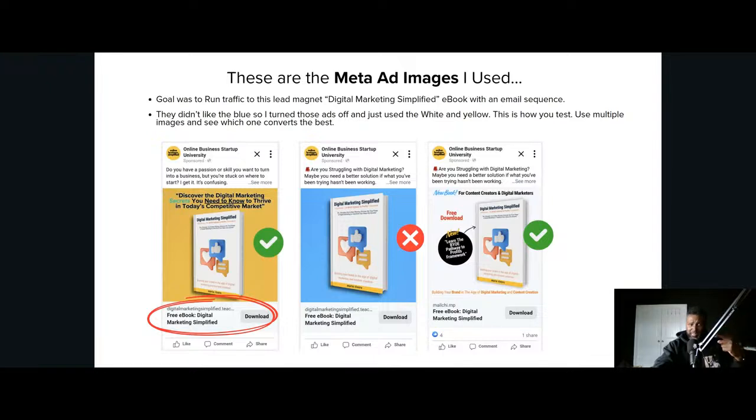I use the same images. I just change the backgrounds and I change the colors. Same headline, same call to action.